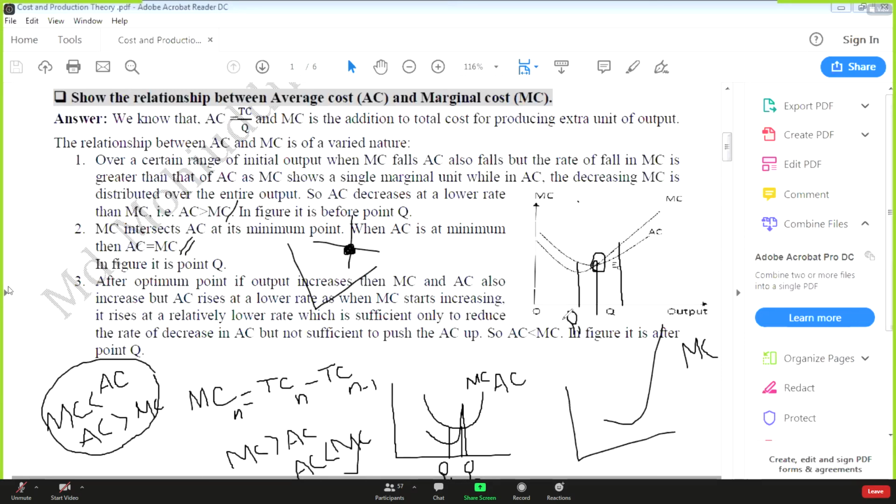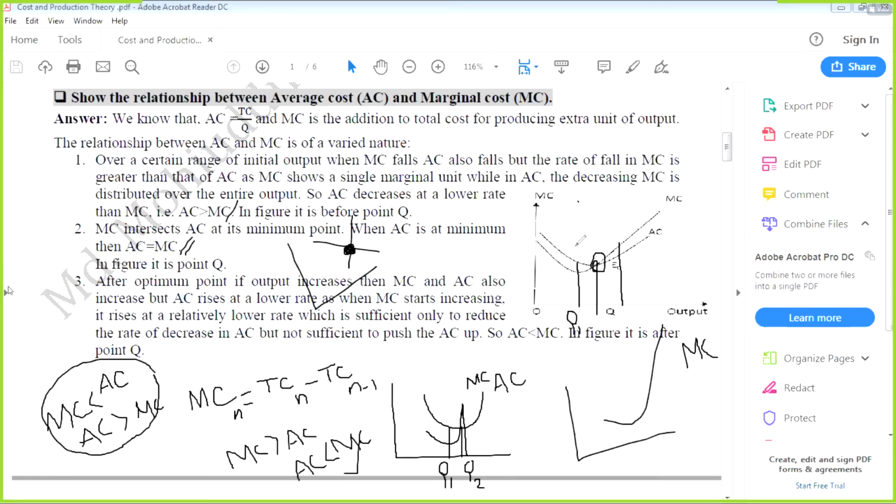Now come to the first point here. The rate of falling, which one is higher? The average cost rate of falling.